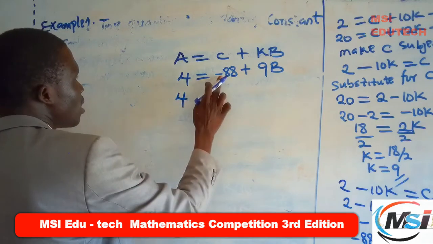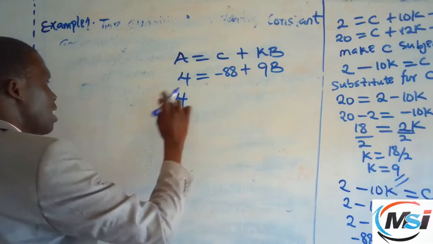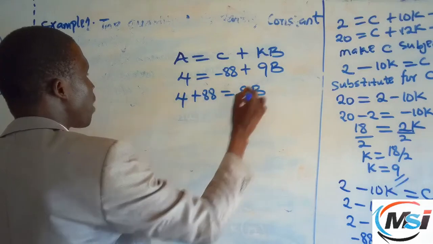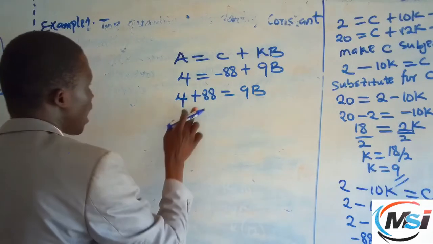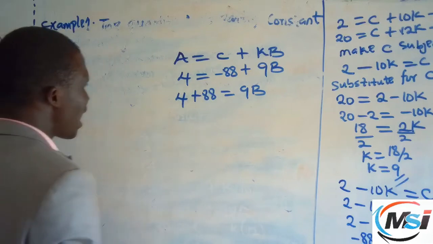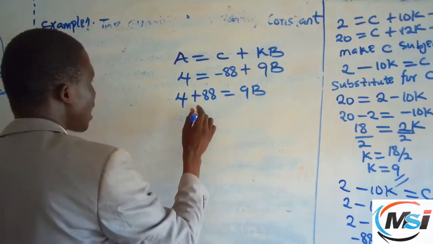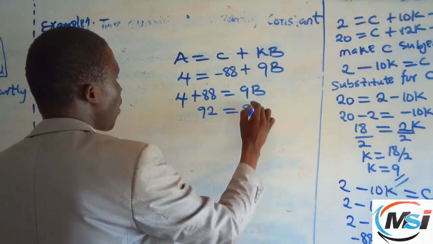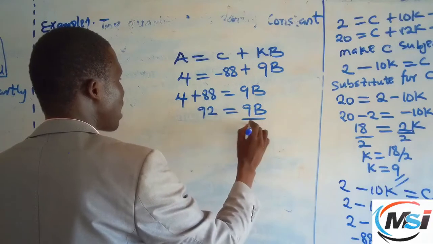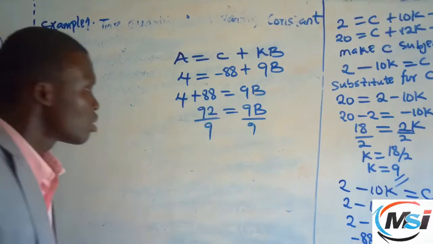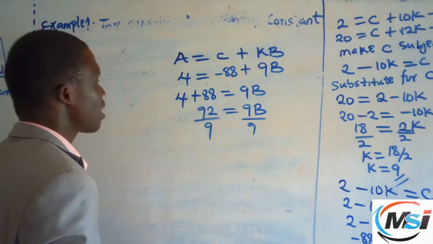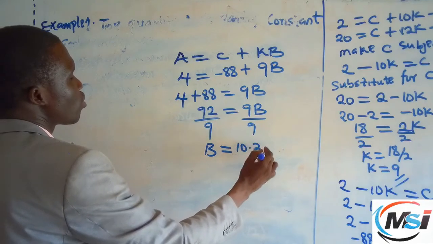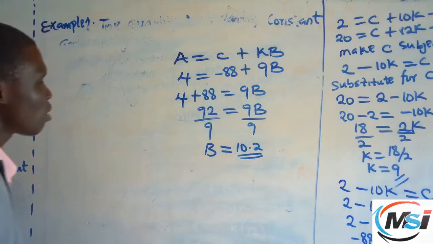4 is here. This minus 88, when it crosses to this side, it turns to plus 88 equals 9B. Now, 4 plus 88 is going to give us 92 equals 9B. So you divide both sides by 9. When you divide both sides by 9, B will give us 10.2. So this will be the value of our B.